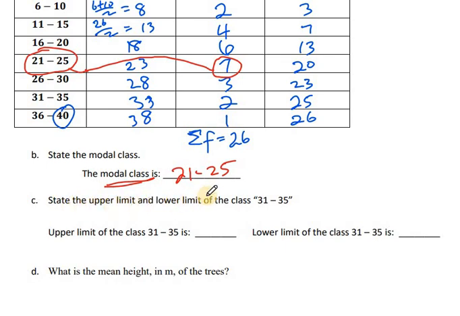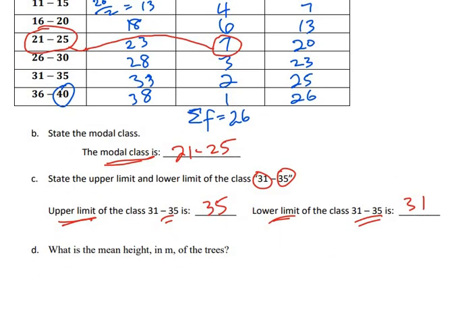State the upper limit and the lower limit. This one asks for the upper limit, and the upper limit is 35. State the upper limit and lower limit of the class 31 to 35. So the upper limit is 35 and the lower limit is 31. Because they ask about the same class here, we have to pay attention to that.